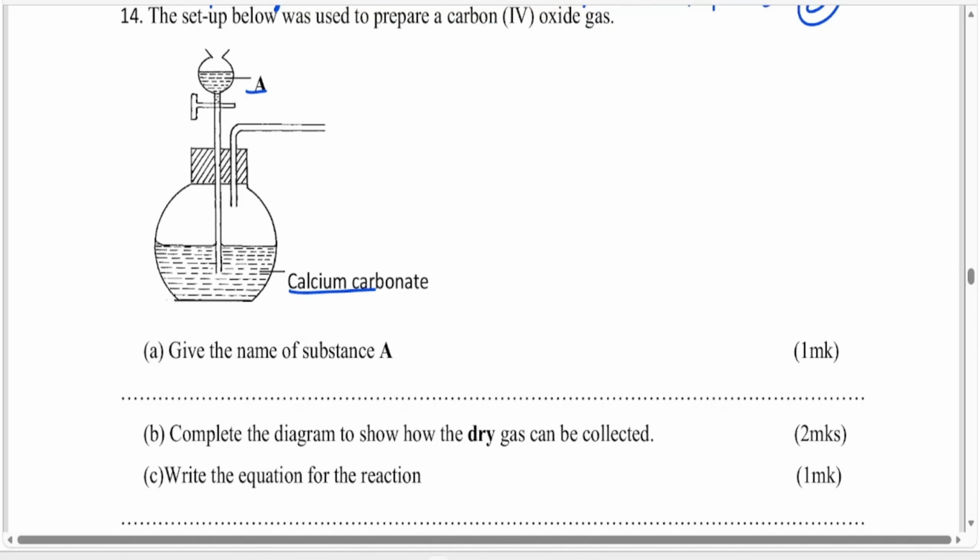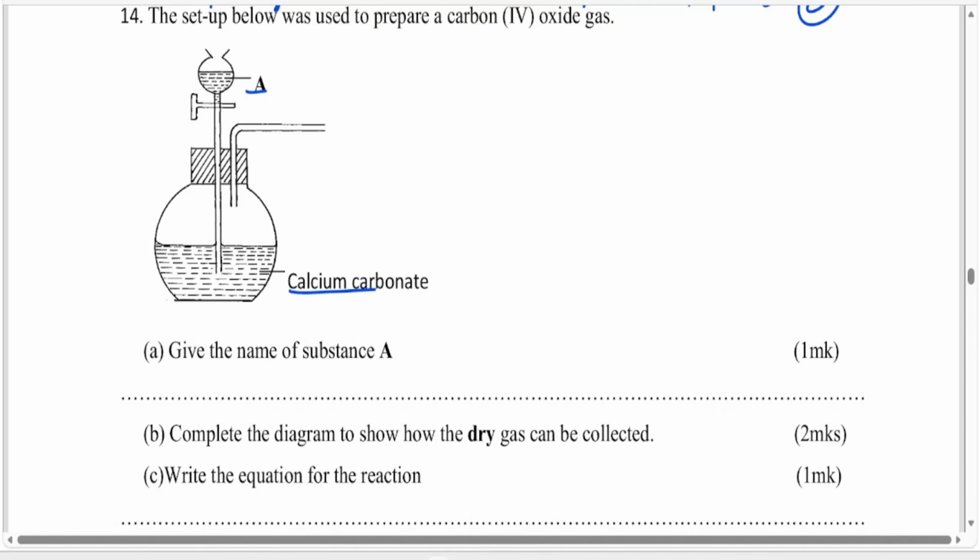So we begin by trying to remember what we learned in Form 2 on preparation of carbon dioxide. Carbon dioxide, we said, can be prepared by reacting dilute acid and an appropriate carbonate. And the most appropriate carbonate that we settled on was calcium carbonate, or what we call the marble chips. And we reacted it with dilute hydrochloric acid.